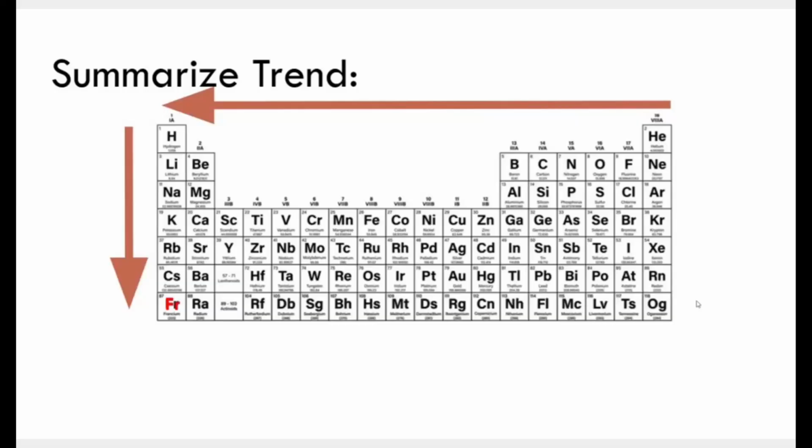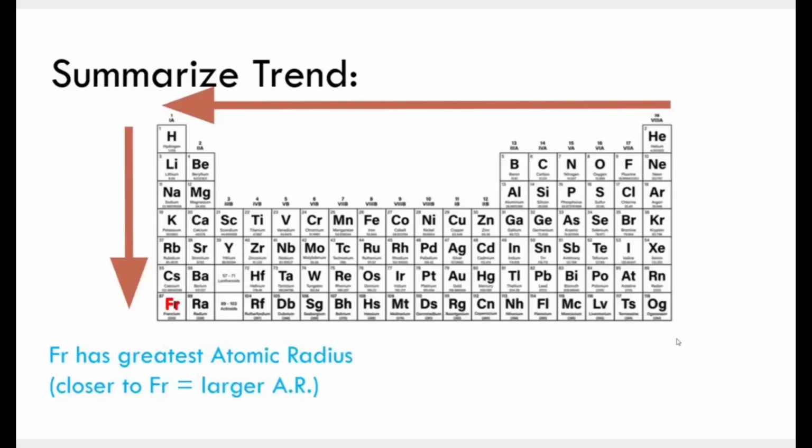And if you put these two arrows together, the farthest left element and the farthest down is francium. And so instead of remembering these two separate arrows or all of that complicated explanation with nuclear charge and shielding effect, all we really have to remember for atomic radius, to be able to answer 90% of the questions on our test, is that francium has the biggest atomic radius. So the closer we are to francium, the larger that atomic radius is.